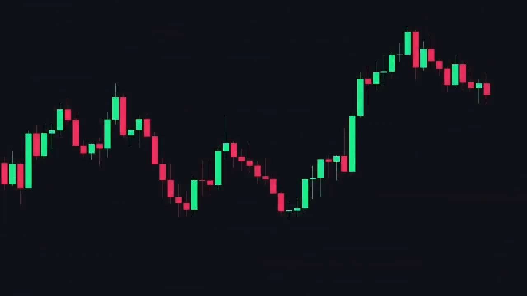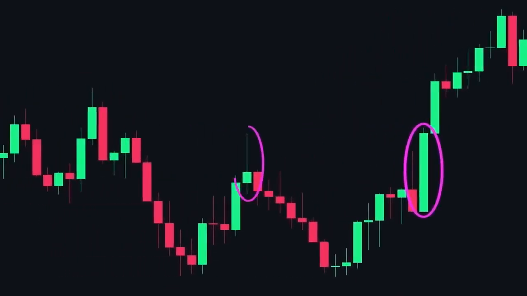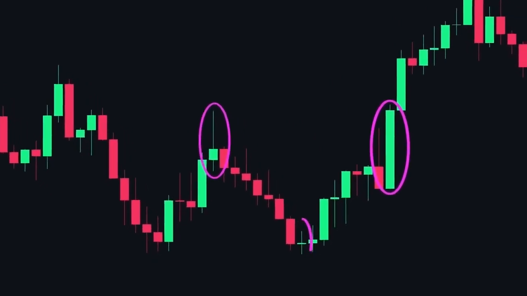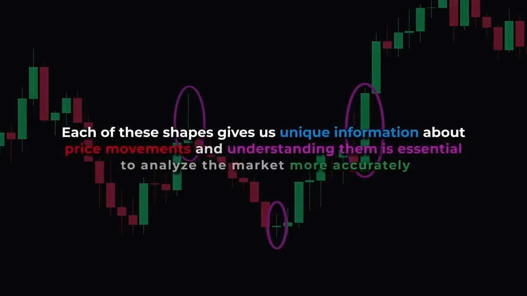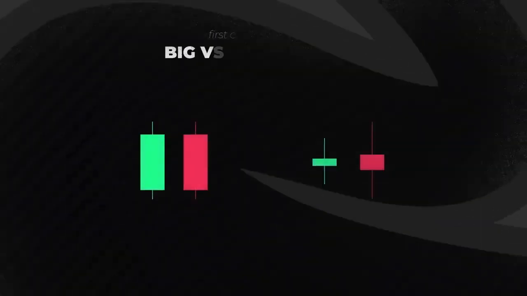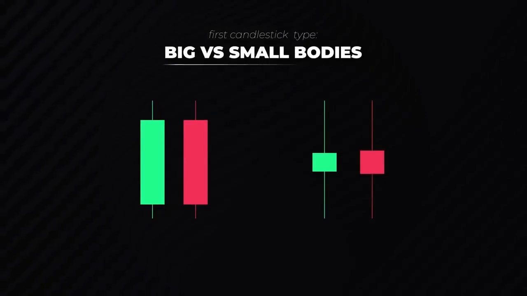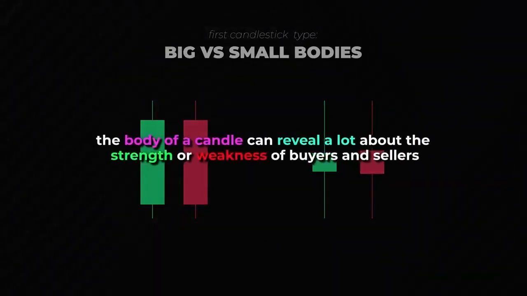When we look at a chart, we'll notice that candlesticks come in various shapes. Some have larger bodies, others have longer wicks on one side, and some have small bodies with short wicks. Each of these shapes gives us unique information about price movements, and understanding them is essential for price action traders to analyze the market more accurately. The first type is candles with big versus small bodies. The body of a candle can reveal a lot about the strength or weakness of buyers and sellers.